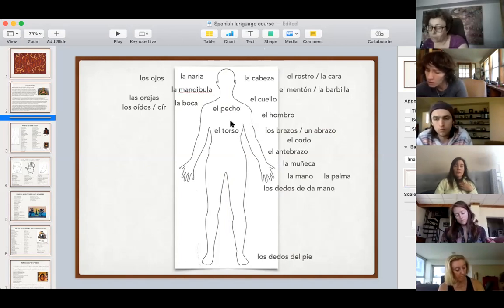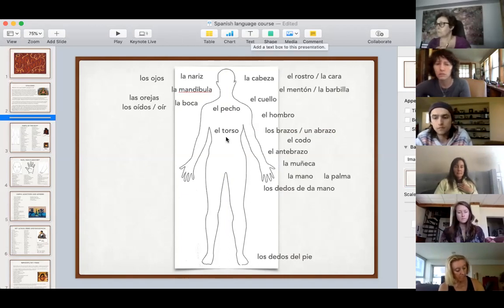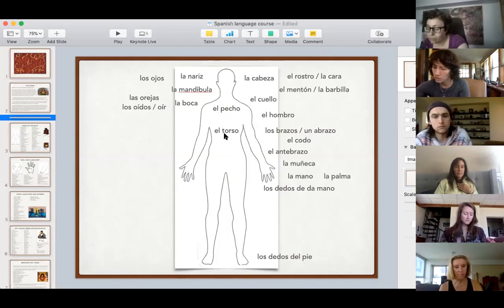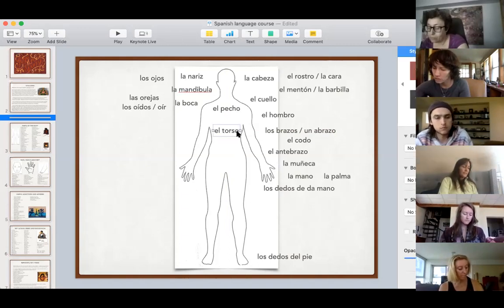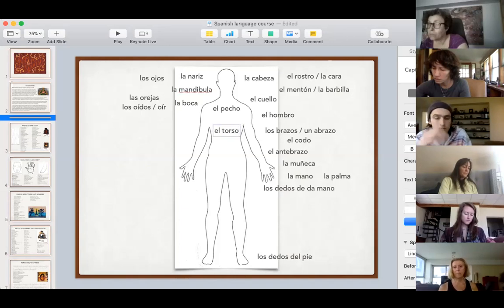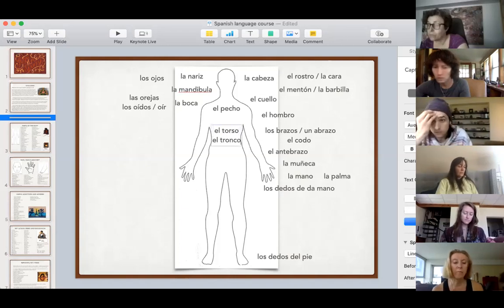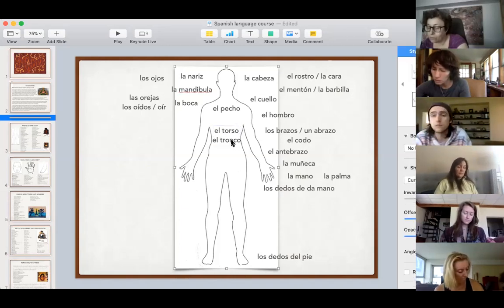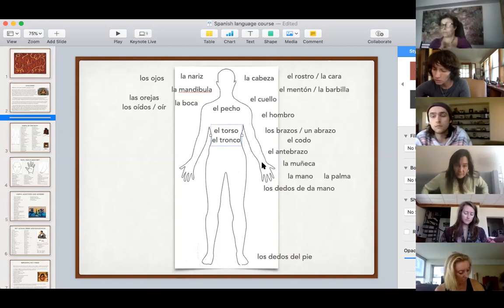I've heard tronco también. Is that pretty much the same thing? Yeah, tronco again is talking about that core part of the body between the hips and the shoulders, your trunk. We use the word trunk in English. So el torso, el tronco. That's also the word for the trunk of a tree. El tronco del árbol.